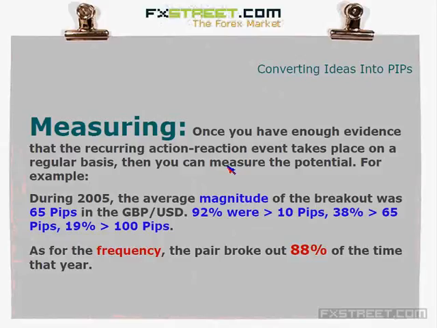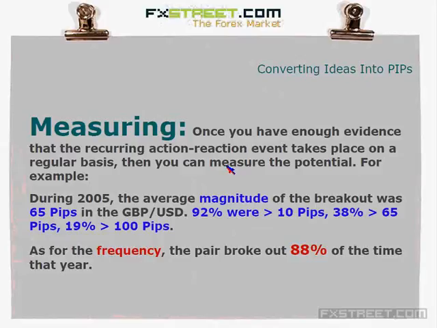So that's interesting enough as the measuring of my hypothesis. Okay, so I start to measure it. I just go on the chart, and I don't take any signals, any textbook indicator signal. No, I just measure the magnitude of the price action, and I also measure the frequency. So I see in that case during 2005 the sterling broke out 88% of the time that year. I don't want to capitalize on an event that occurs only 3 times a year. So what happens if you are in the toilet during that event happening? Then you have to wait for the next signal.